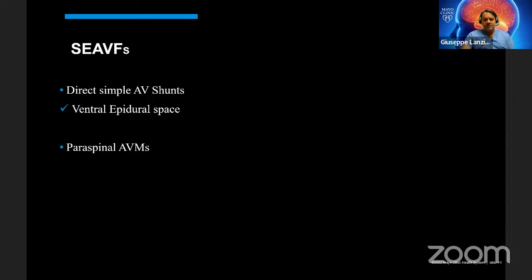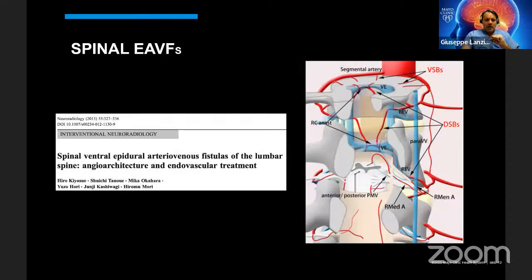Now, when we consider the epidural shunt, as I said, we can separate two different types. One is usually a direct, simple AV shunt, usually in the ventral epidural space. And then we have the paraspinal AV fistula or AVMs. When we consider the anatomy, the more common type is this shunt in the ventral epidural space. Often these fistulas are fed by dorsal somatic arterial branches of the intercostal, the lumbar, or ilioinguinal branches of the iliac arteries or the lateral sacral arteries. And that, we will see, is very important in their correct diagnosis.